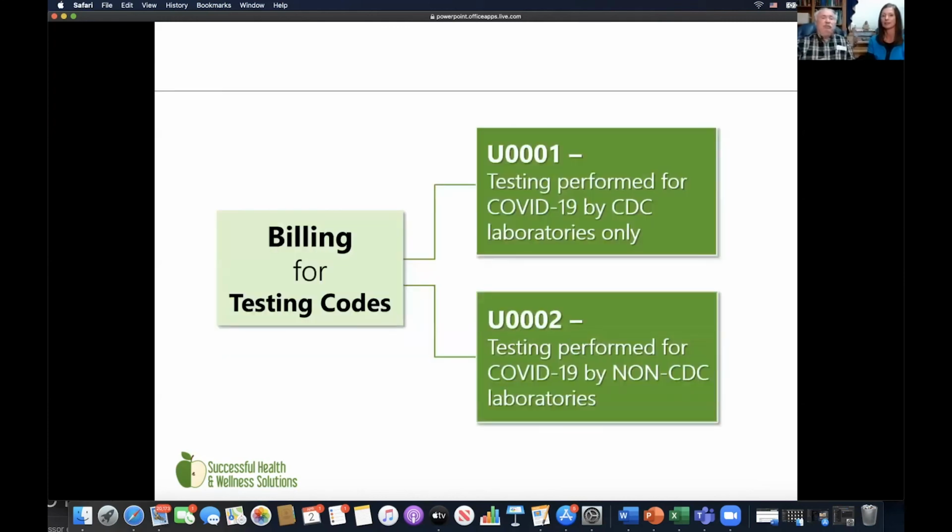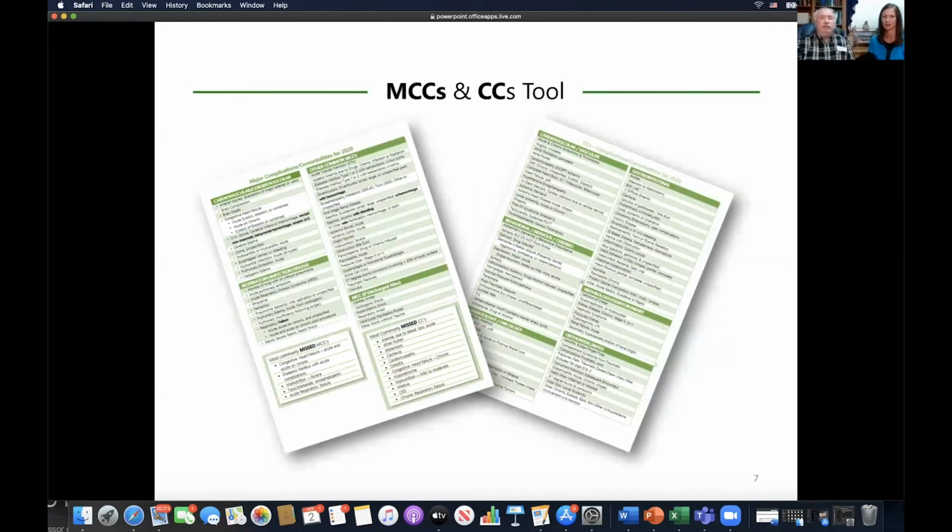So some billing codes, the lab billing codes. If the test is performed at a CDC laboratory, you're going to use U0001. And if it's tested in a non-CDC laboratory, it's going to be U0002. And here's one of our newest tools. This is our MCC and CC tool. And it has the most common MCCs and CCs that you would see in the MSDRG model.